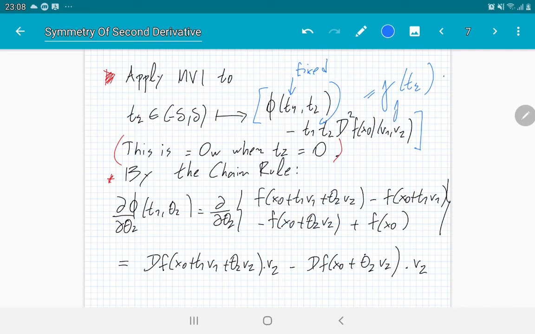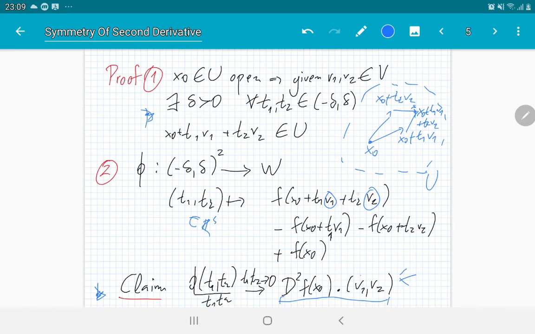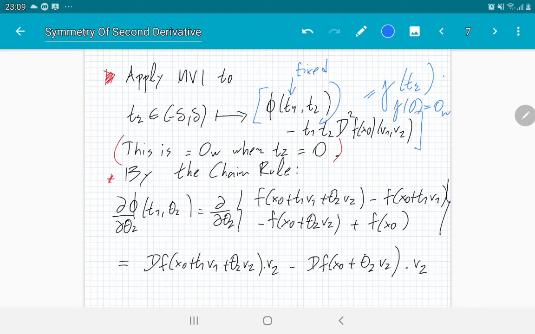And notice that gamma of 0 is 0, because when I take t2 equal to 0, well, we have to come back here and check the formula. Right? t2 equal to 0 means that this term and this term are equal, and so this term and this term, except for the signs, right? So everything exactly cancels. So I'm going to apply it to this function, gamma of t2, and gamma of 0 is 0.